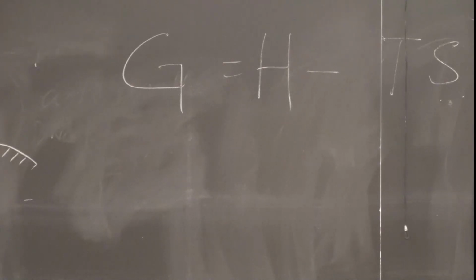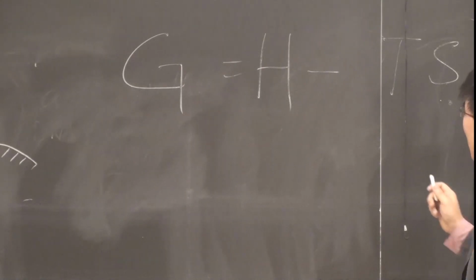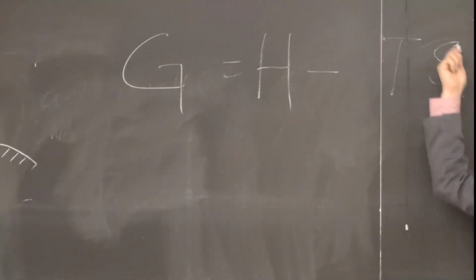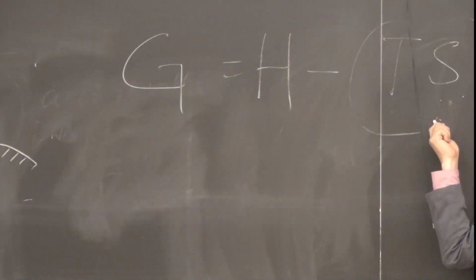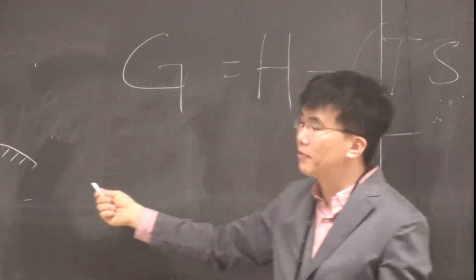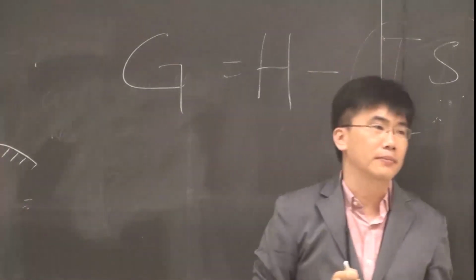Okay. Anyway, so when you increase the temperature, the contribution of entropy becomes more important. So then whatever has a higher entropy will win, right? So that's why this is preferred at high temperature.